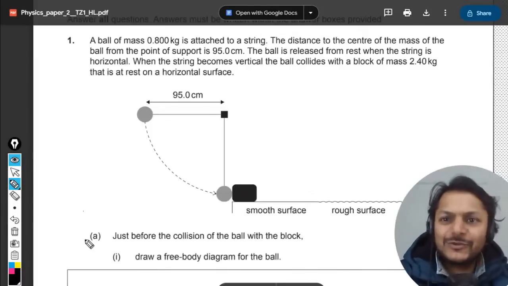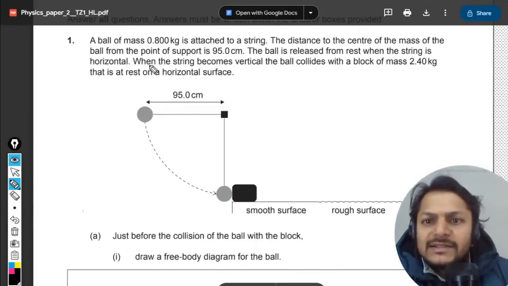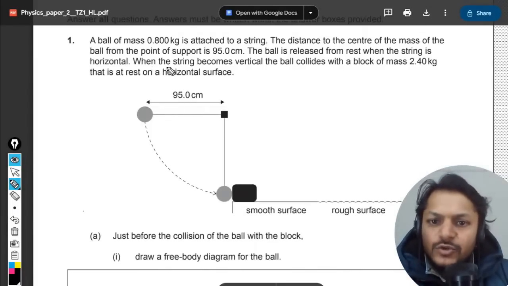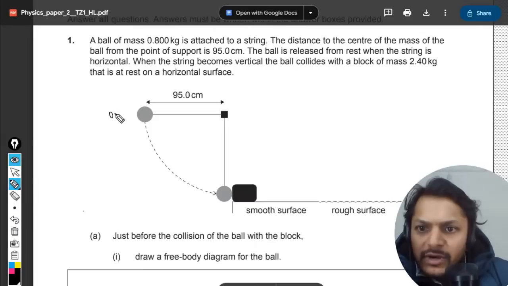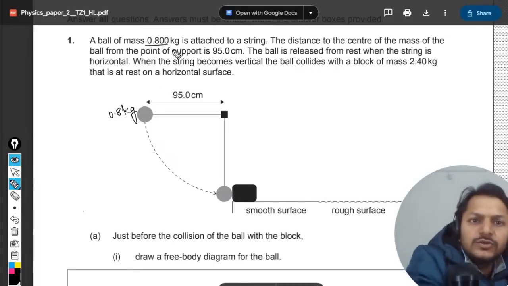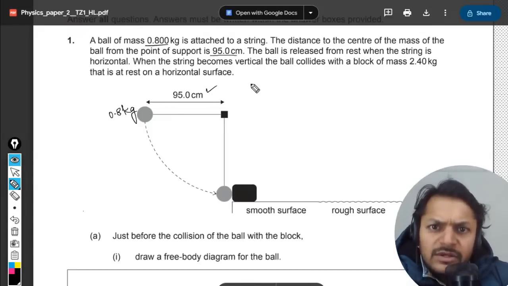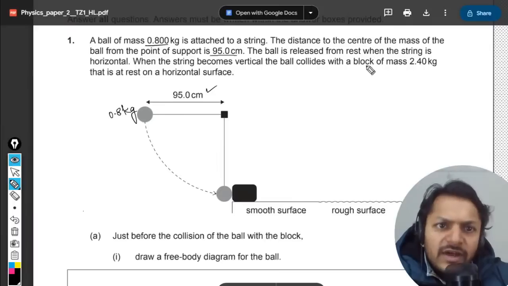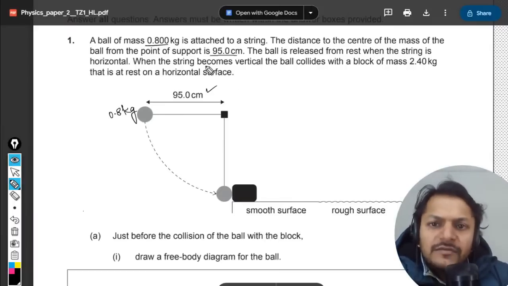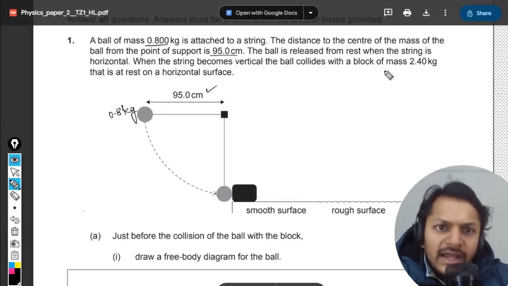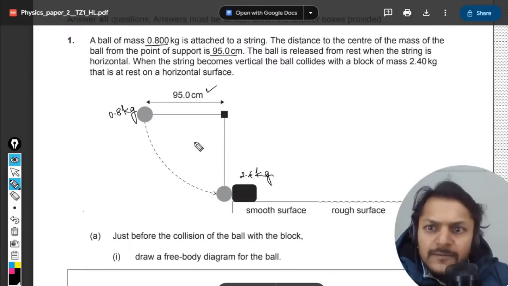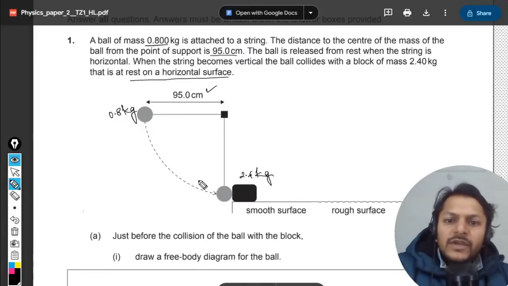What is there in this question now? A ball of mass 0.8 kg is attached to a string. The distance from the center of mass of the ball to the point of support is 95 centimeters. The ball is released from rest when the string is horizontal. When the string becomes vertical, the ball collides with a block of mass 2.4 kg that is at rest on the horizontal surface. Okay, fine, no problem.